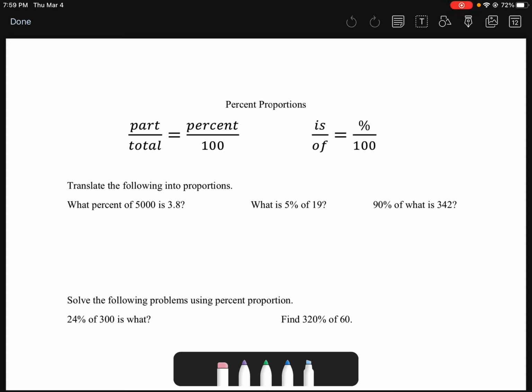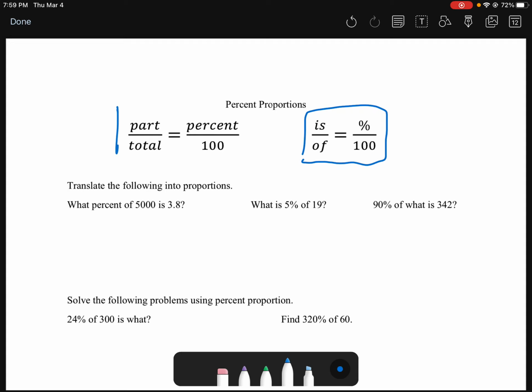Hey guys, so today we're going to start talking about percent proportions. A percent is really just part of something divided by its total, and that should equal the percent over 100. While this is extremely useful and handy when we're doing word problems, I would say this is probably the most handy thing of this entire lesson. Is over of is equal to percent over 100.